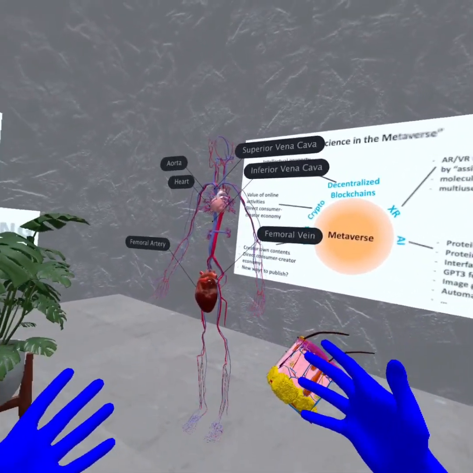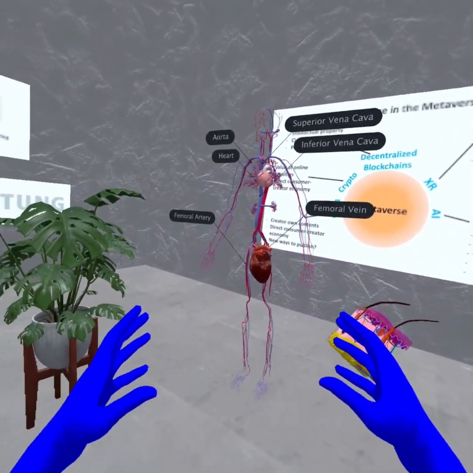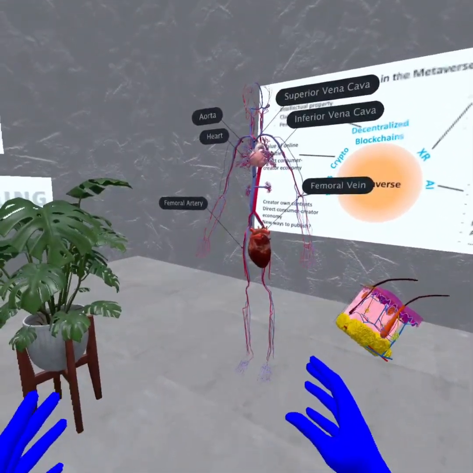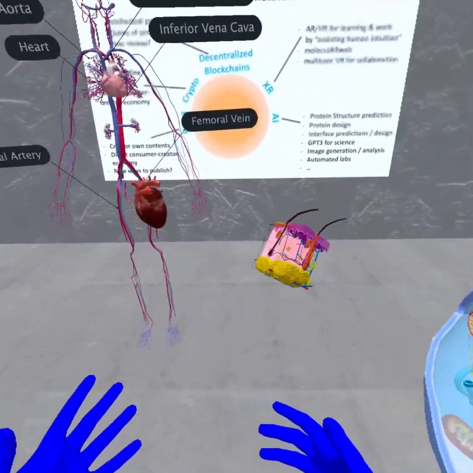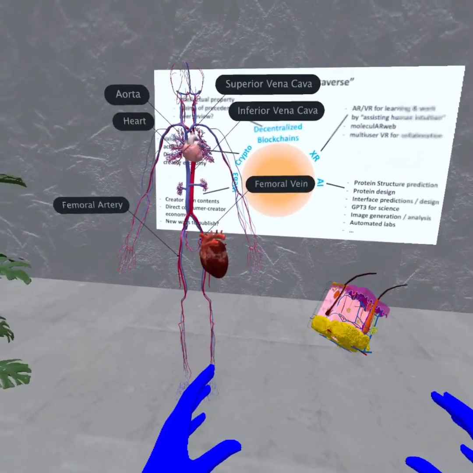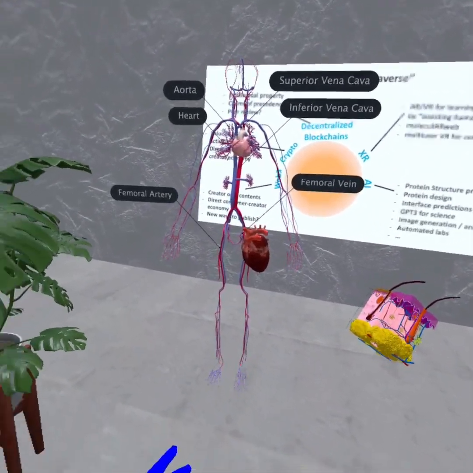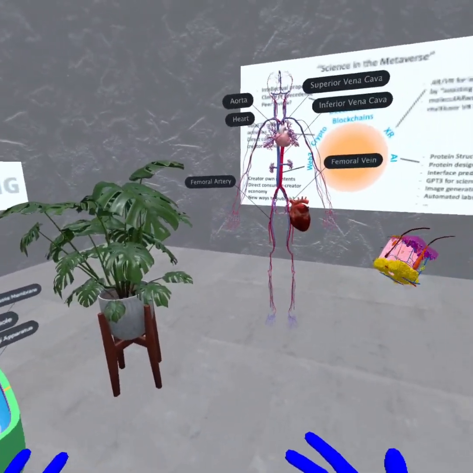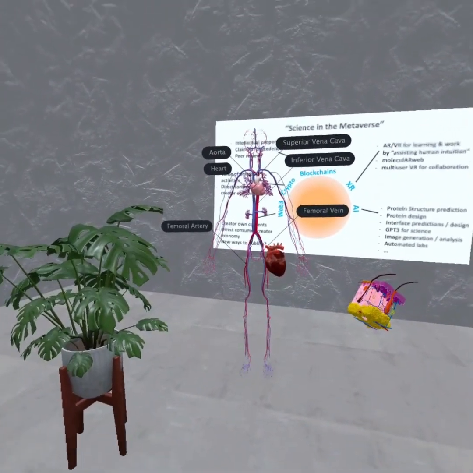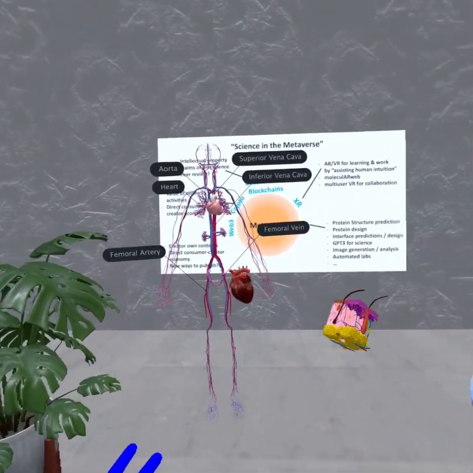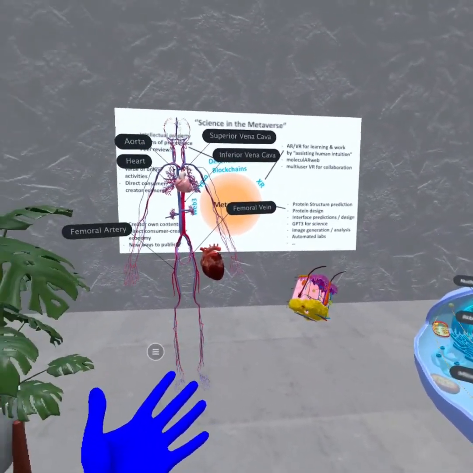So by using highly fluent human-computer interfaces like this, where you can literally grab and move objects with your hands. And so let me guide you quickly through this presentation that we have here.